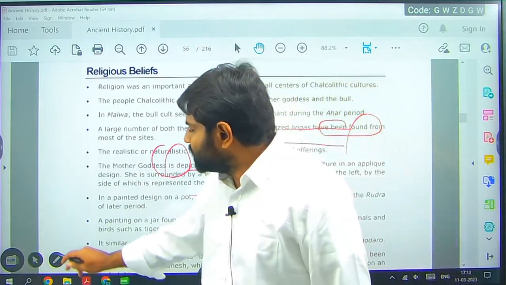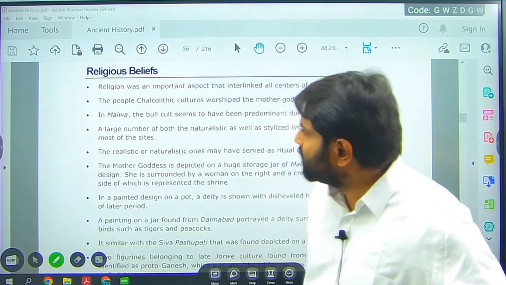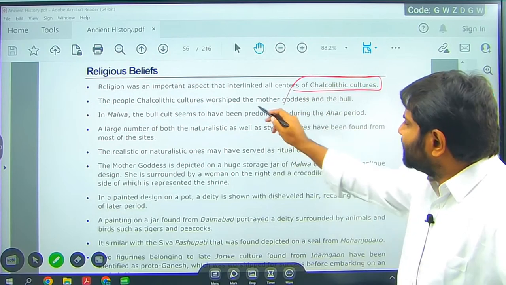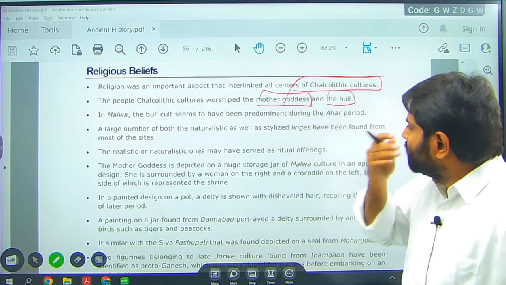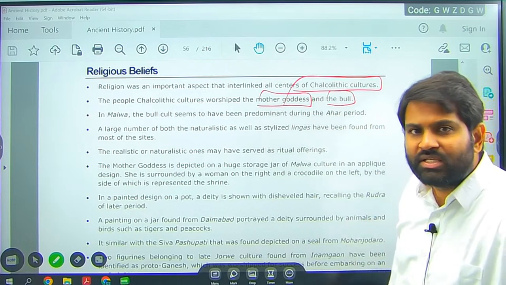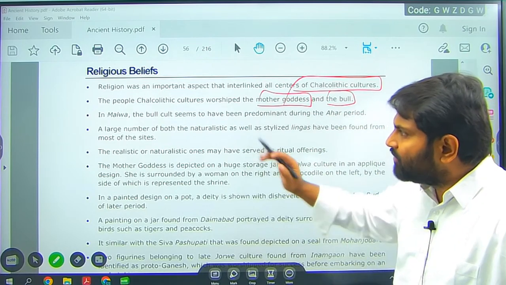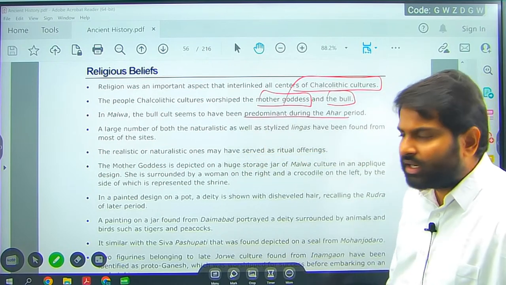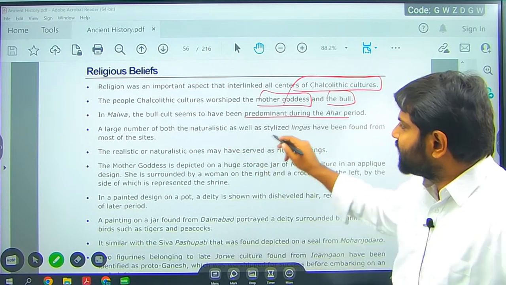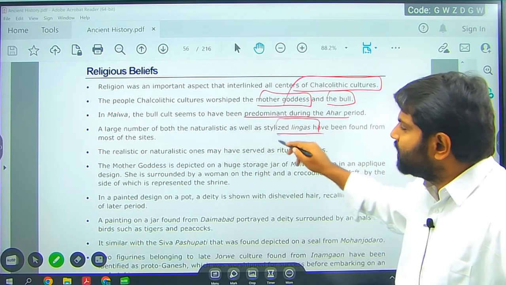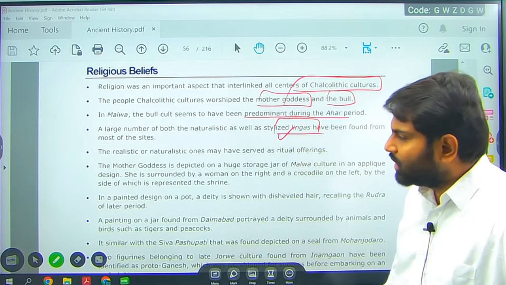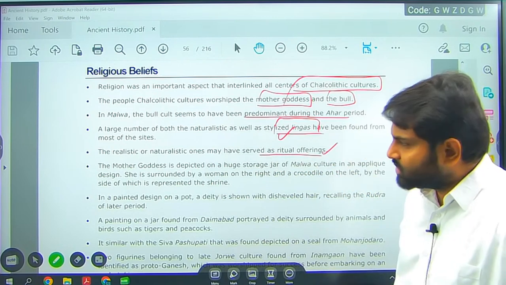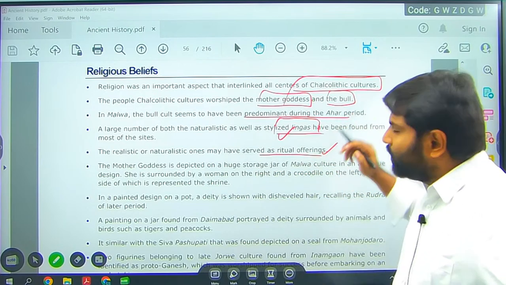So, if you see the religious beliefs during the Chalcolithic age, this is important because it interlinked the different Chalcolithic cultures. They worshipped mother goddesses and a bull. The major phenomenon of this particular Chalcolithic age is that they worshipped mother goddess and bull. In Malwa, the bull cult seems to have been predominant, in the Ahar period especially. A large number of both naturalistic as well as stylized lingas have also been found in most of these sites like Ahar, Kayatha. The realistic or naturalistic ones served as ritual offerings. Mother goddess and bull, important.